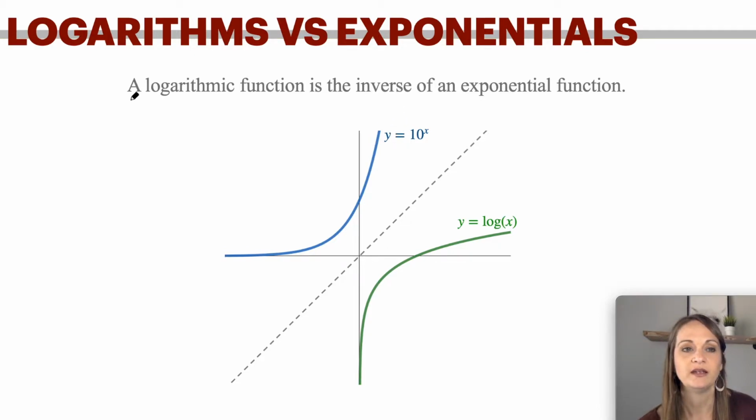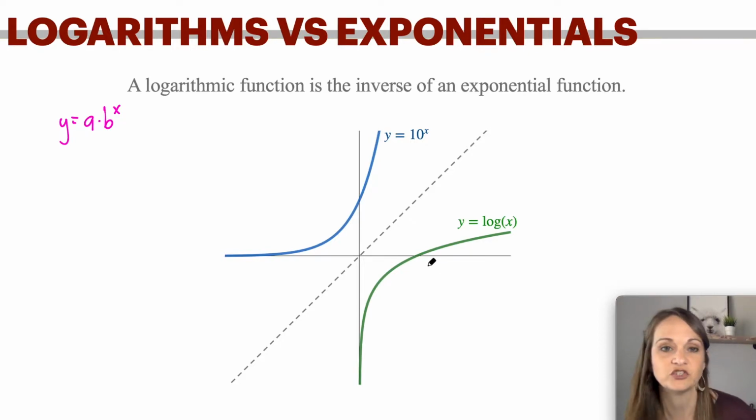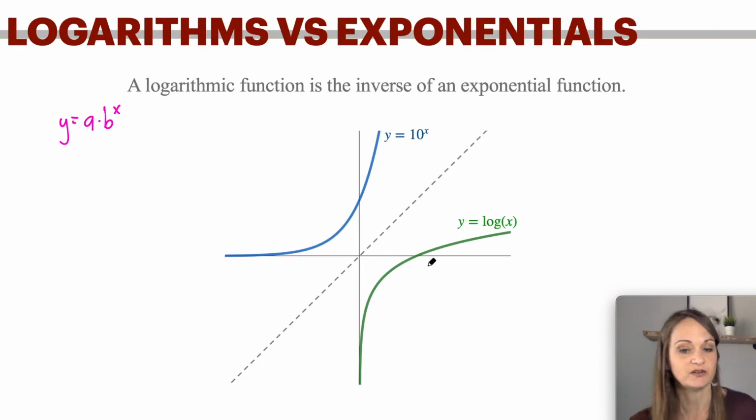We talked about y equals a times b to the x, and what that looks like. For example, y equals 10 to the x is an exponential function because you have a variable in the exponent. A log function, or logarithmic function, is actually the inverse. So if you were to draw the line y equals x and fold a piece of paper over it, an exponential function would overlap onto what would become a log function. They are actually inverses of each other.